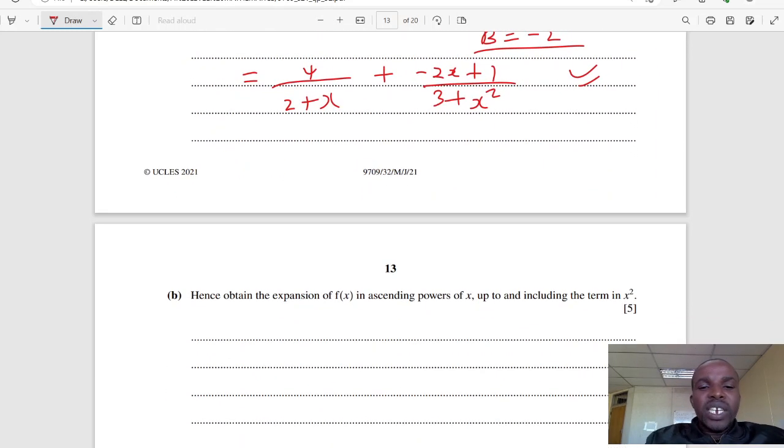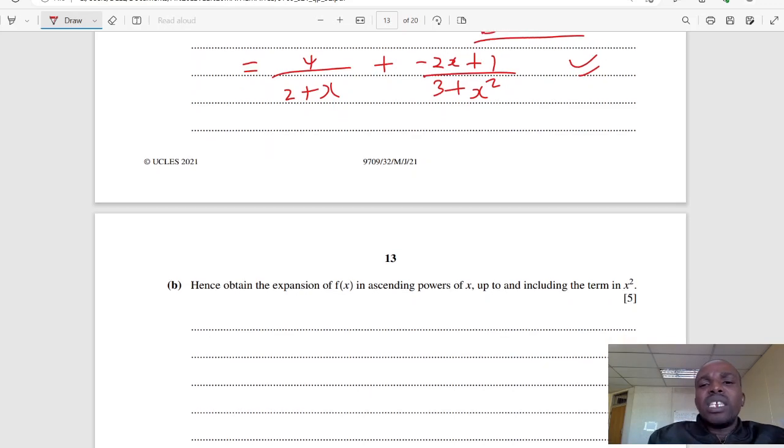Right, done. Next question. Hence obtain the expansion of f of x in ascending powers of x up to and including the term in x squared. Right, I just have to take these two items. So I will just pick this as my answer. So it will be 4, then 2 plus x to the power minus 1. I put them like this.